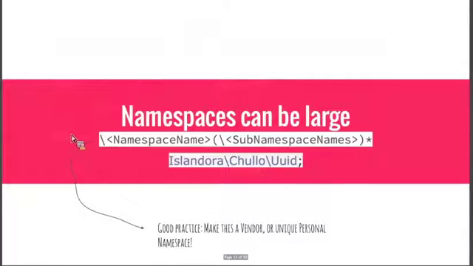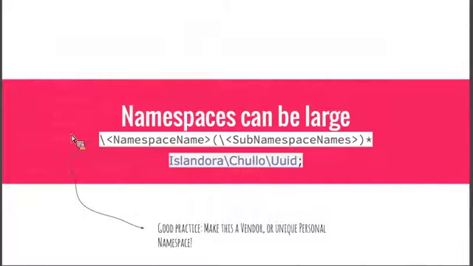Basically, this allows us to have a full definition of our packages and our classes defined inside that. And these namespaces can be huge. There are some applications around, some packages that use a lot of sub namespaces. On our side, we have this Islandora. This is the base namespace, and it's good practice to make this the vendor or unique personal namespace. In our case, Islandora. And then we have the Chullo one, and we have the UID.